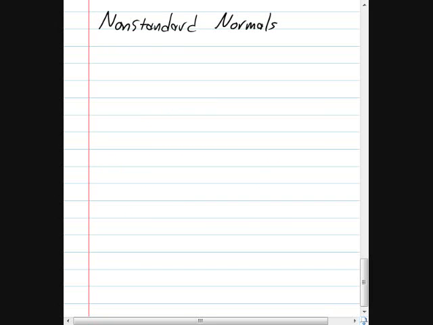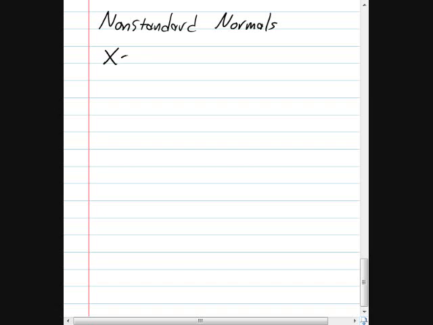So now we've seen how to solve probability questions with standard normal random variables. But it turns out that in practice, most random variables are not the standard normal. For a random variable to be a standard normal random variable, it must have a mean of 0 and a variance of 1. And in practice, not many things have a mean of 0 and a variance of 1.